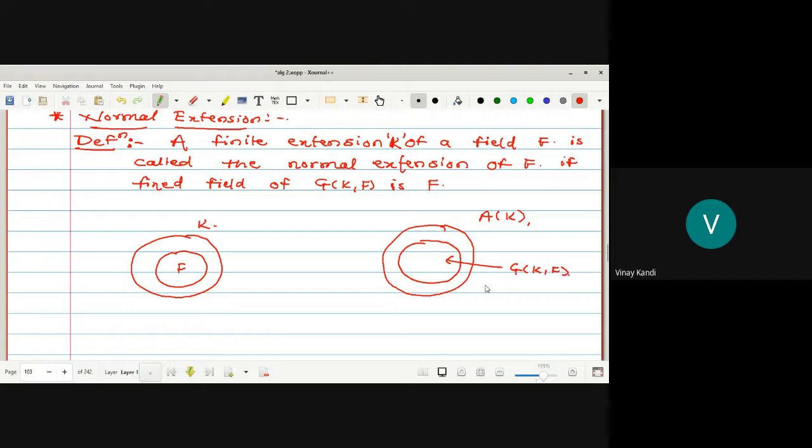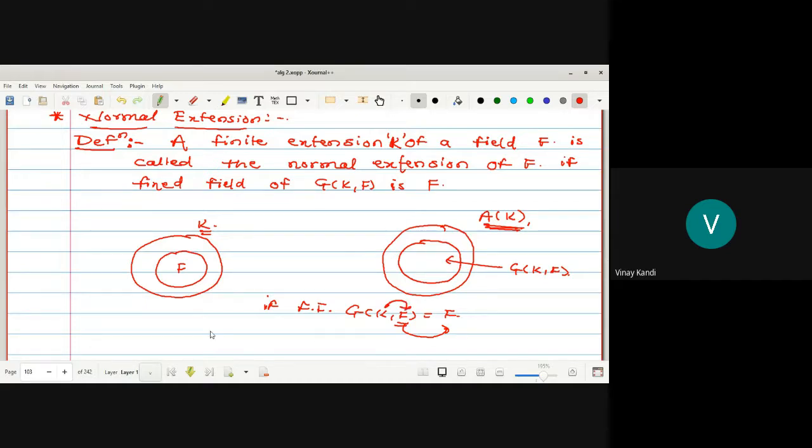Okay, this is the set of all the automorphisms on the field K. And what is G(K,F)? The group of automorphisms of K which leaves every element of capital F fixed. And if the fixed field of this G(K,F) is equal to F itself, then K is called the normal extension of F.